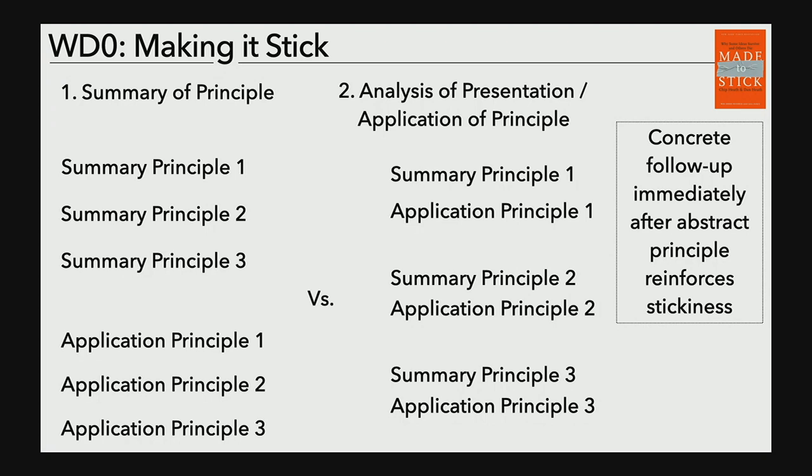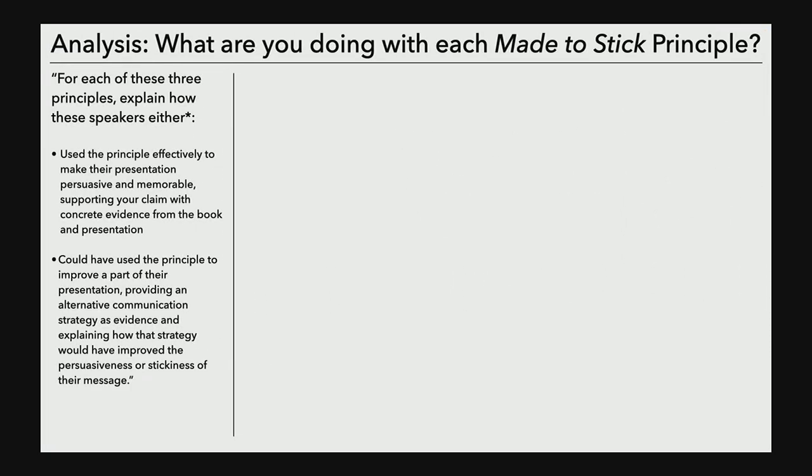Now, let's turn to analysis, okay? So we've done summary, we've talked about that. We have the structure of WD0 set out, okay? And for the analysis component, essentially what you're doing is taking those three principles and showing us how either the speaker makes use of that principle to effectively communicate a message, using concrete evidence from the book and then the presentation, or you're saying, hey, you didn't do a really good job of this. Here's how you could have used this principle in order to improve the presentation.